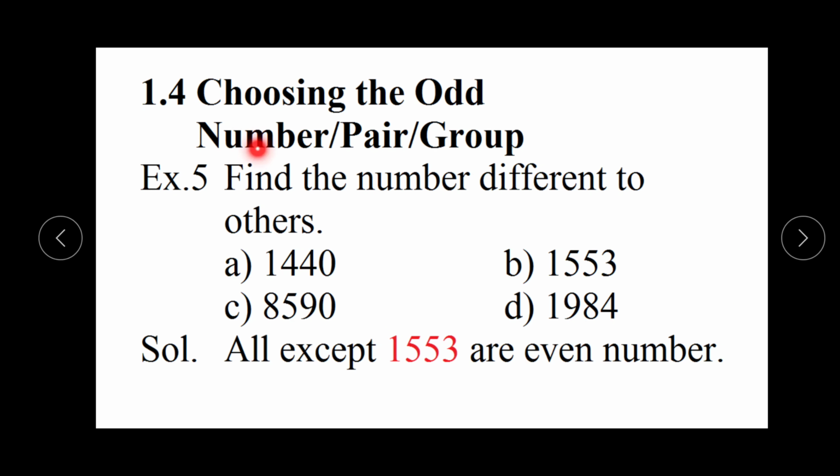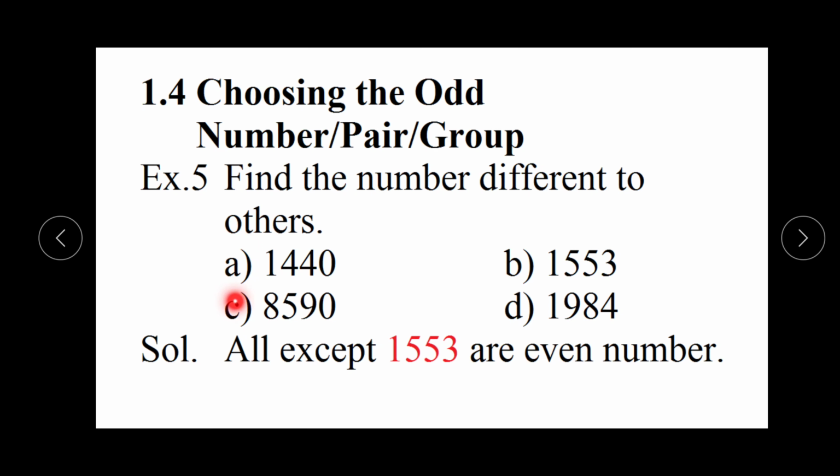Choosing the odd number pair or group: here we find the number different from the others. If we see this, we can say clearly that in the first option, 1440 is an even number. In the second option, 1553 is an odd number, in the third option, 8590 is an even number, and in the fourth option, 1984 is an even number.